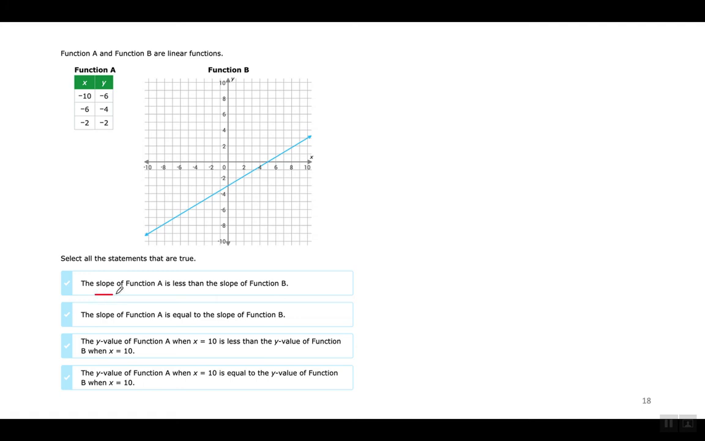Alright, so first we're going to compare the slopes. Primero voy a comparar los slopes. For function A, it's going to be 2 over 4, which equals 1/2. So the slope for function A is 1 over 2. El slope para función A es 1 sobre 2. And for function B, para función B, it's 3 over 5.